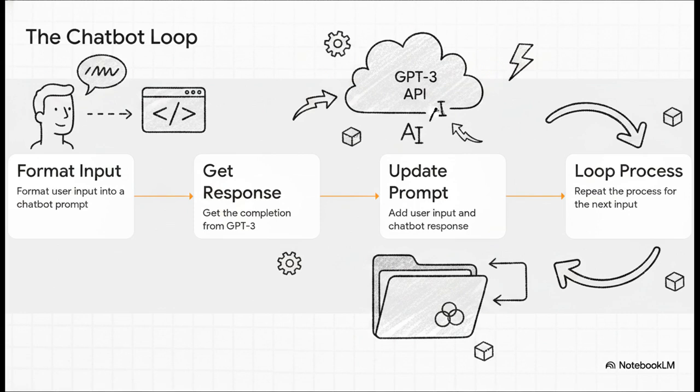Step 2, send that script straight to the GPT-3 API and get the AI's response. Step 3, update your master prompt by saving both what the user just said and what the AI just answered. And step 4, loop. You literally just wait for the user to type something else and you run the whole shebang all over again. That simple loop is the beating heart powering the entire modern conversational AI revolution.